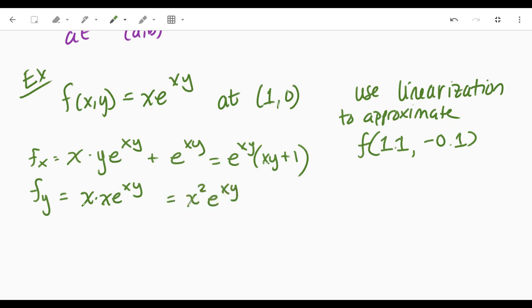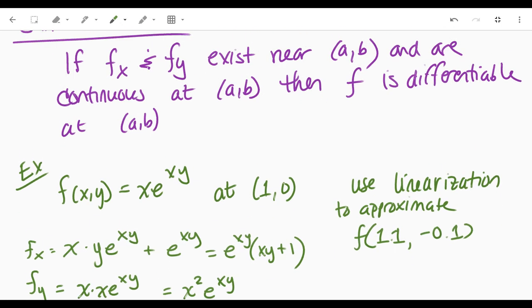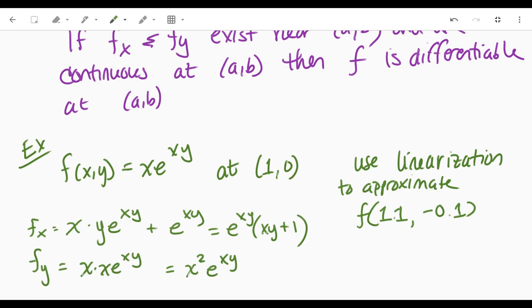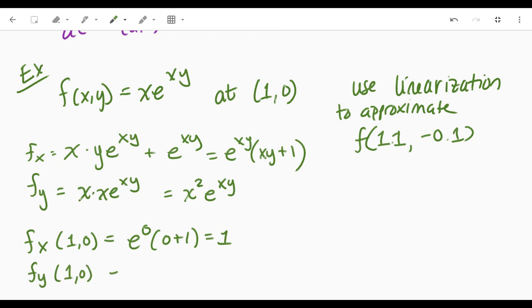Okay, and again, that's continuous everywhere. There are no discontinuities there. So we're meeting that condition. They both exist at (1, 0), and they're continuous at (1, 0) because they're continuous everywhere. So we can do that approximation. The partial in the x direction at (1, 0) would be e to the 0 times 0 plus 1, so it would be 1. The partial in y at (1, 0) would be 1 times e to the 0, which is also 1.